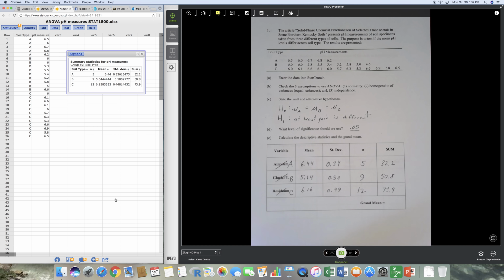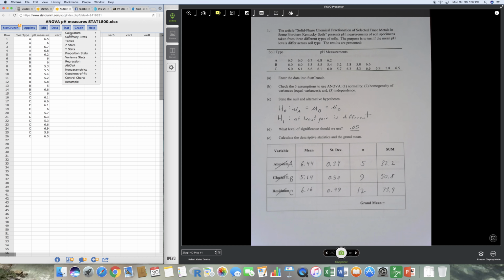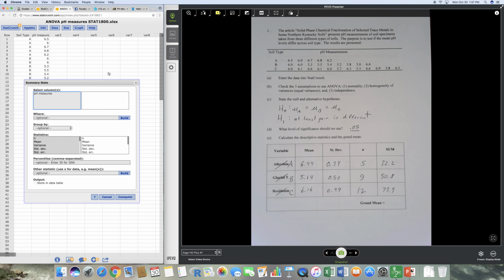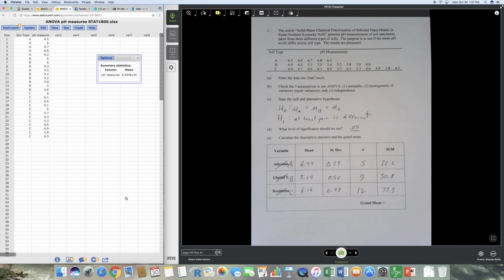Now, also down here, we want to look at the grand mean. If I want to do that, I'm just going to calculate the mean for pH measures, but just not do it by grouping. So 6.03 is the grand mean. All right.